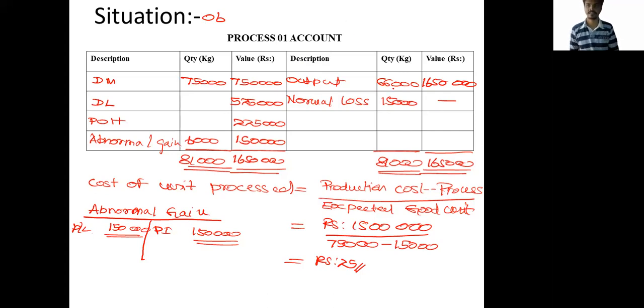But if we can sell this normal loss, then we would have to make an additional calculation adjustment here. Okay. Take this. Then we can move to the next one.